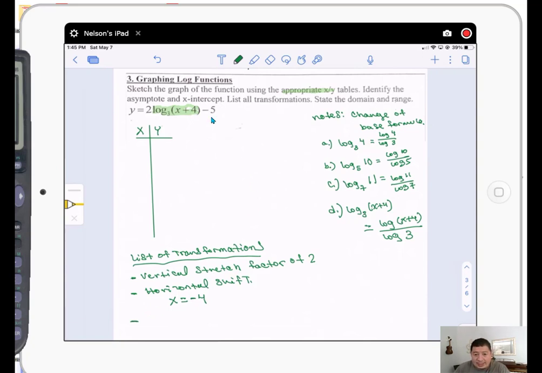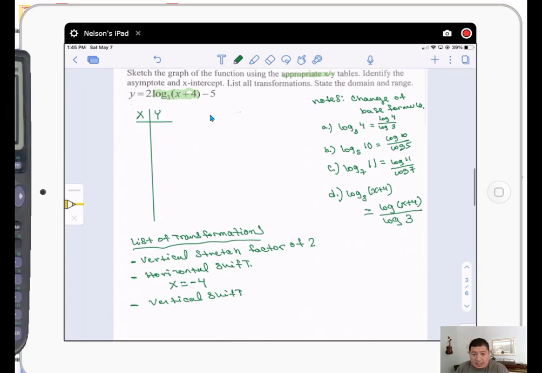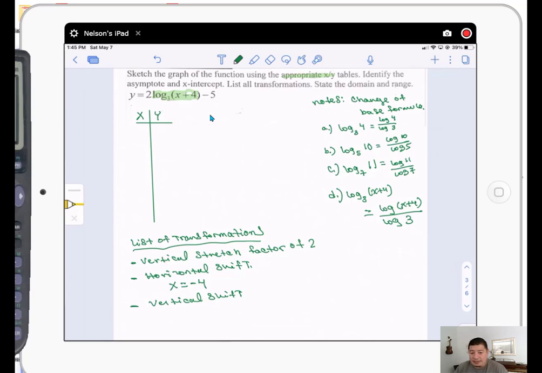Now, looking at the -5, that's the easy one, right? Because we don't need to solve for anything. That is the vertical shift, and the vertical shift is moving the graph 5 units down. Over here for the horizontal shift, let's write 4 units left.